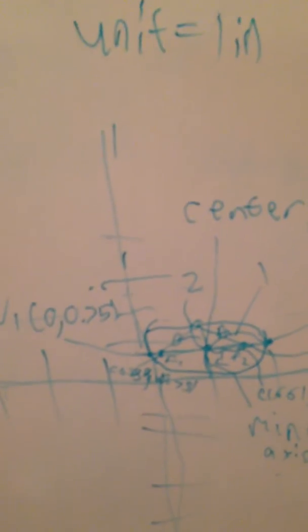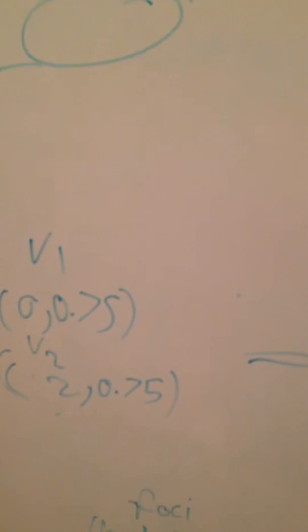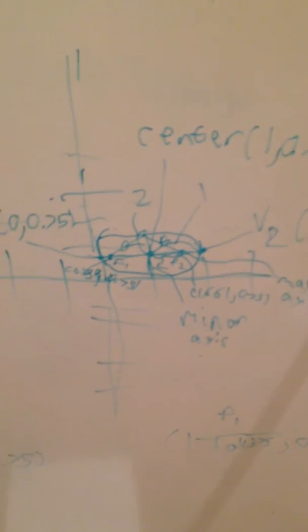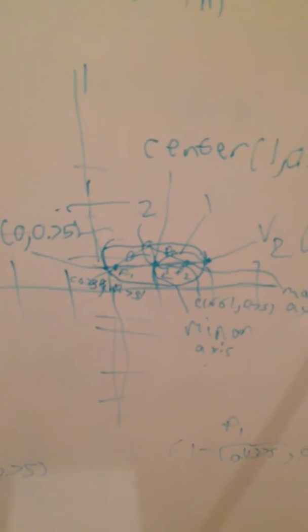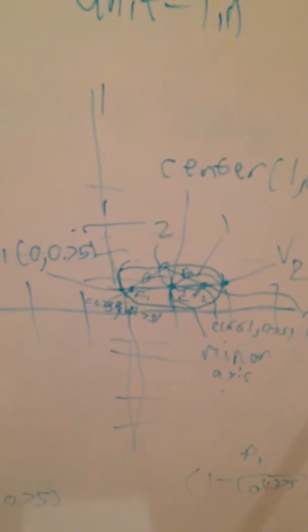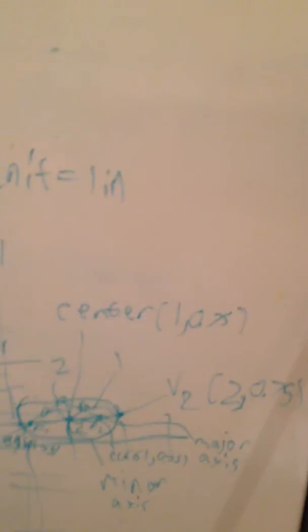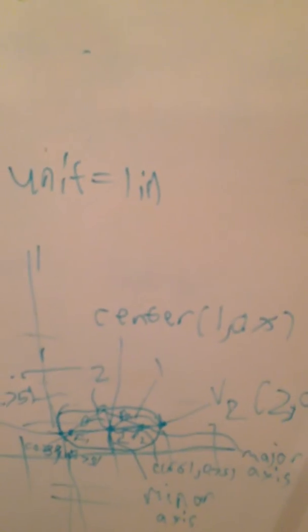The major axis goes from point V1 to point V2, which is (0, 0.75) to (2, 0.75). I also forgot to bring up that this is a horizontal ellipse, which we will talk about why that's important later. And for the graph, 1 unit was supposed to simulate 1 inch for the eraser.